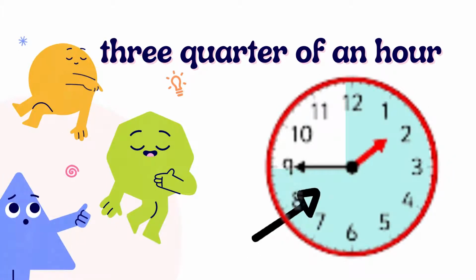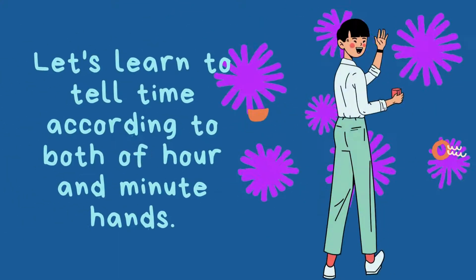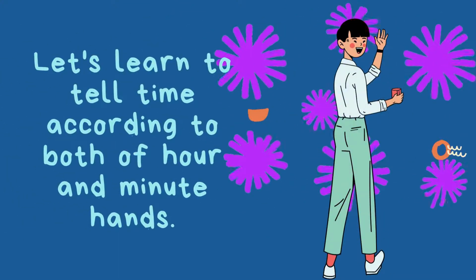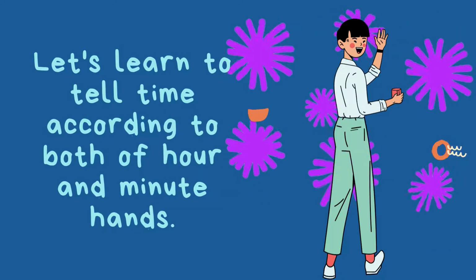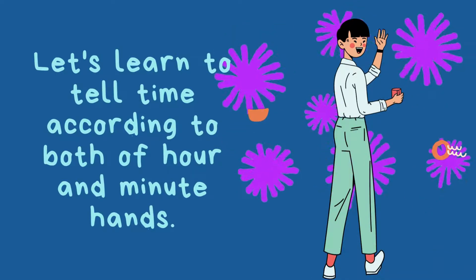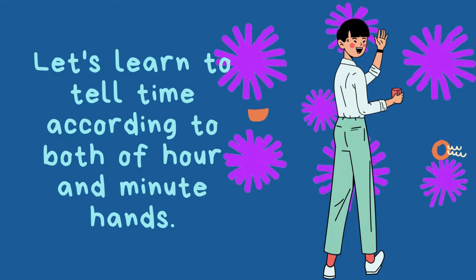Next, the minute hand has moved to number 9 and we have here the shaded portion on the clock face, 3/4. So we can say the duration on this clock face is 3/4 of an hour. Now, let's learn to tell time according to both the hour and minute hands.